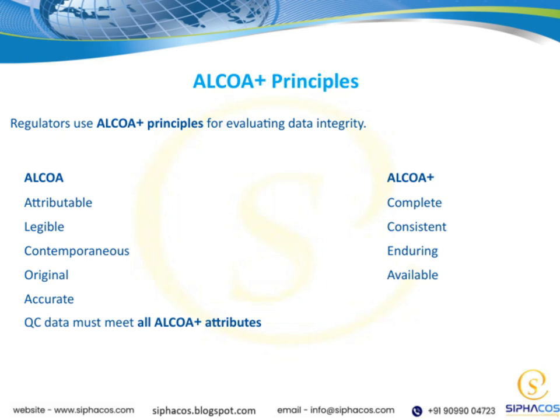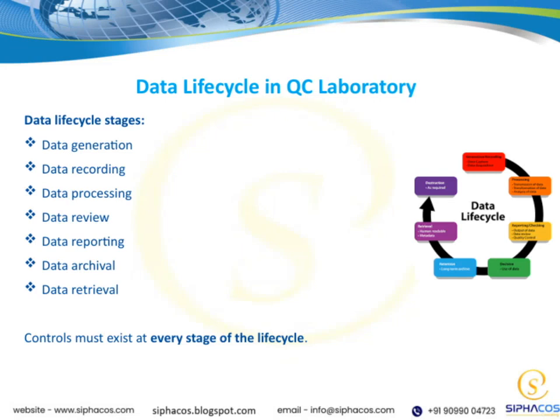It's important to remember that QC data must meet all these ALCOA Plus attributes. If any of these elements are missing or compromised, the data could be questioned or deemed unreliable. This is essential in maintaining compliance and ensuring the integrity of our manufacturing and testing processes. By adhering to these principles, we ensure our data stands up to rigorous regulatory scrutiny and supports the integrity of our overall quality system. Now, let's take a closer look at the data lifecycle in a QC laboratory.